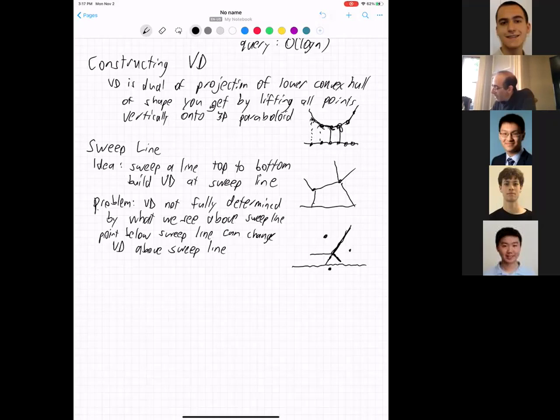So let me ask the next question. What points cannot change? What part of the area above the sweep line? Let me say it that way instead of what points. What part of the area above the sweep line is fully determined and not something that can be changed by any points below the sweep line?